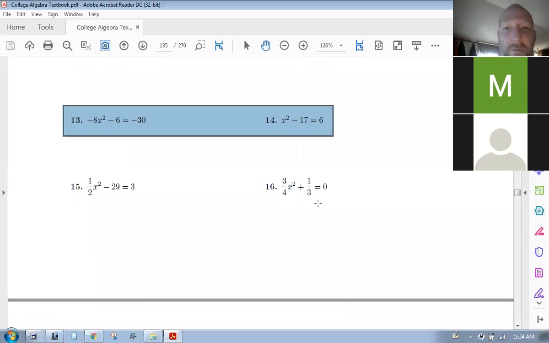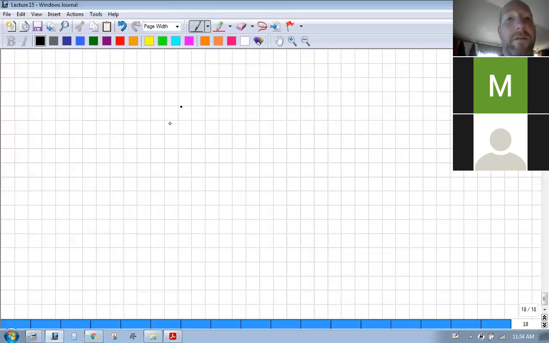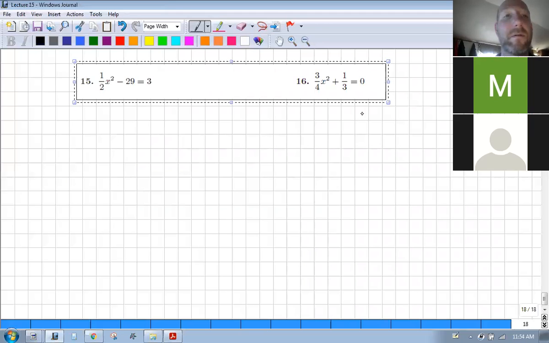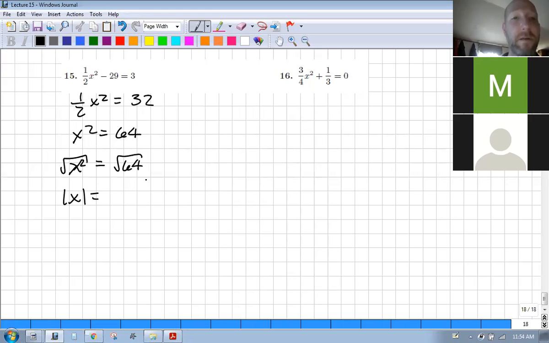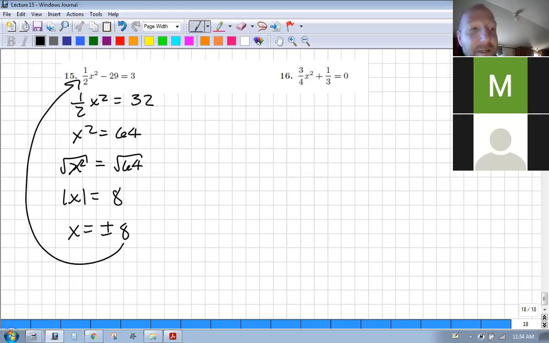There's some fractions just to make it fun. So let's add 29 to both sides. Now we'll multiply both sides by 2. Now we'll square root both sides. Square root of 64 is 8, so x is plus or minus 8. You can always check your work. You can always plug your answer back into the equation to check and make sure that it's right.